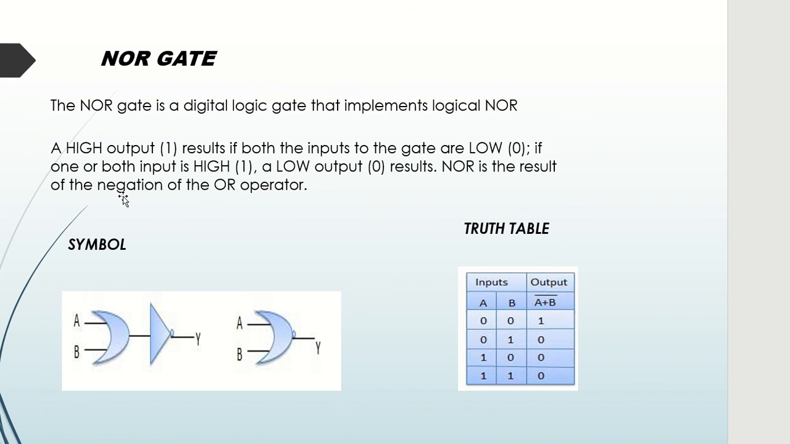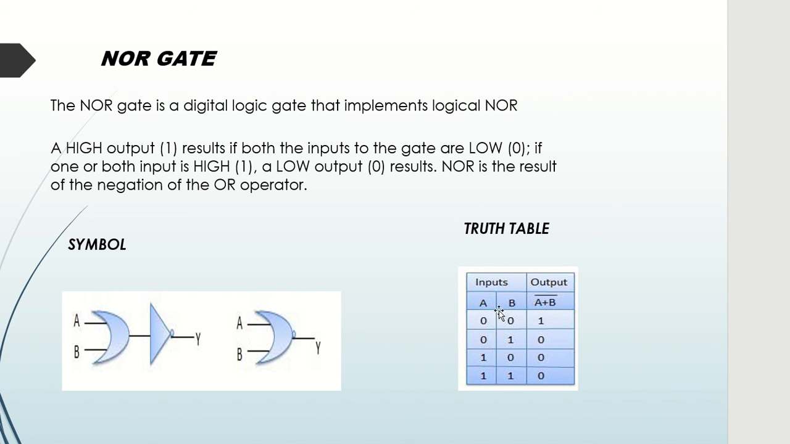NOR gate. The NOR gate is the digital logic gate that implements logical NOR. A high output 1 results if both the inputs to the gate are low. If one or both inputs are high, a low output 0 results. NOR gate is the result of negation of the OR operator. Symbol of NOR gate is a combination of an OR gate and a NOT gate.